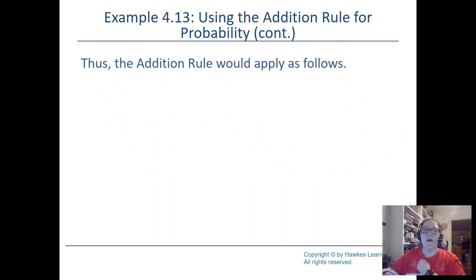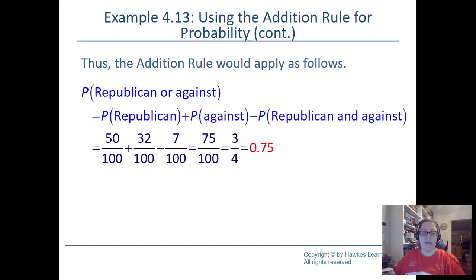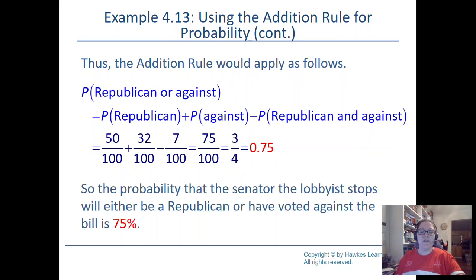So using our addition rule basically allows me to say, okay, well, the probability of a Republican or against the bill is going to be 50 over 100 for our probability of Republicans, plus 32 over 100 for our probability of being against the bill, minus that double count of 7 over 100. That's being counted twice in this grouping, which is 3/4. So I have about a 75% chance that this lobbyist is going to stop either a Republican or somebody that voted against the bill.